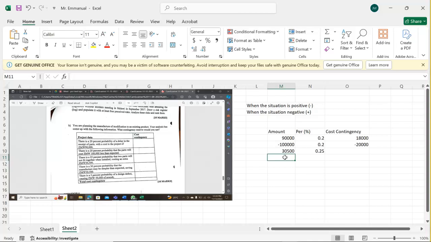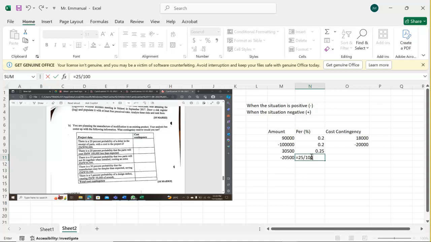Then it says there is a 30% probability that the manufacturing may be simpler than expected. So you save 20,500. So it will be negative 20,500 because the manufacturing is simpler. So you will save money there. Here, how many percent? 25%. So it will be 25% over 100. This is giving us that.